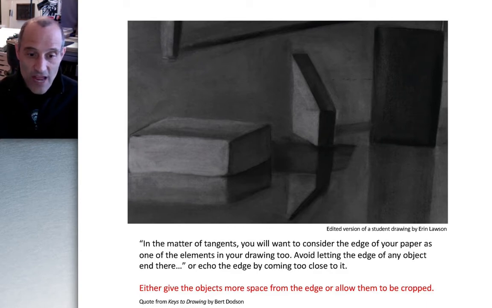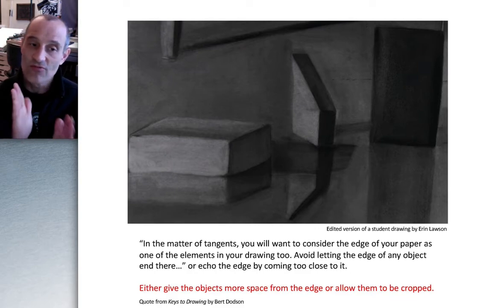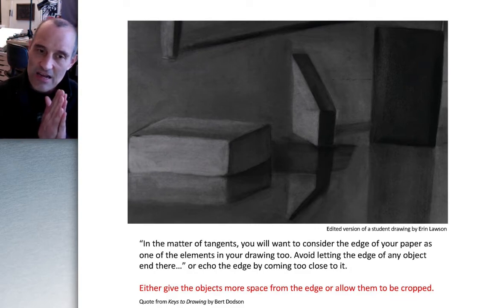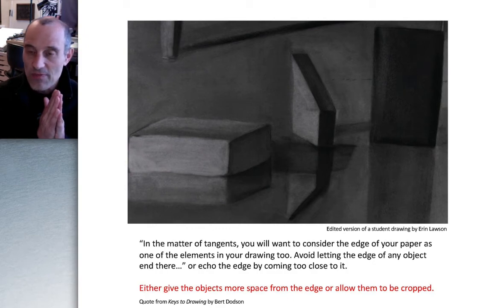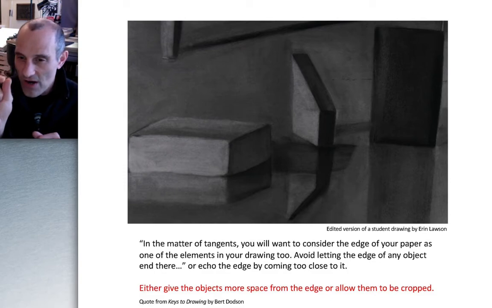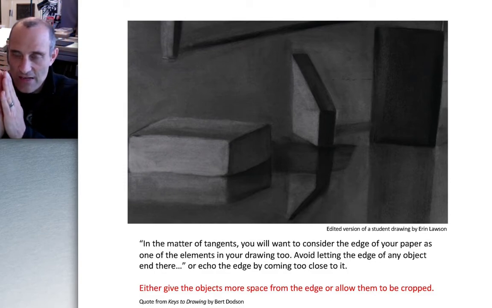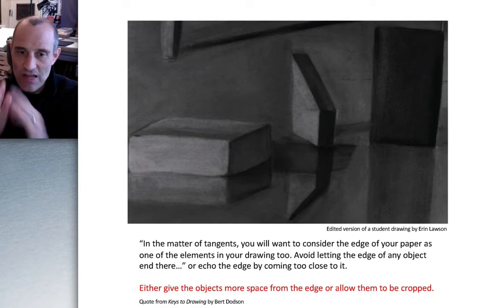In the matter of tangents, you'll want to consider the edge of your paper as one of the elements in your drawing too. Avoid letting the edge of any object end there or echo the edge by coming too close to it. So what I've done is I've taken a student drawing and I've intentionally made these tangents where the box on the left feels like it's leaning against the left edge of the picture. The object on the top right comes very, very close, and it echoes that. It creates tension, in other words.